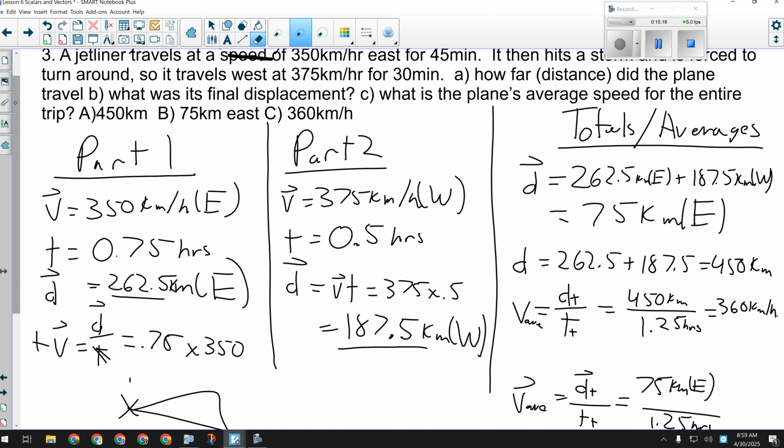So yes, you will have to know how to convert hours to seconds, minutes to hours, minutes to seconds. That stuff I do expect you to be able to do.